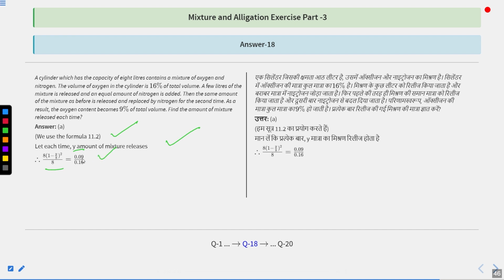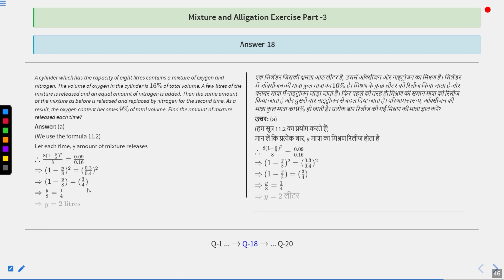8. Ratio is given 0.09 upon 0.16. It is given in the question because before it was 16% and after that it becomes 9%. So when we calculate it, we get the value of y. Clear? So y will become 2 liter. Clear? Next one.